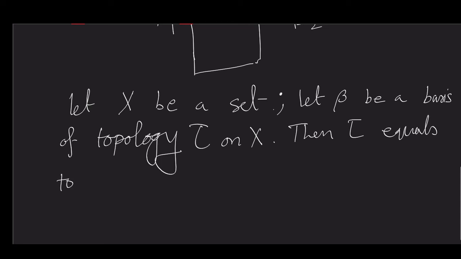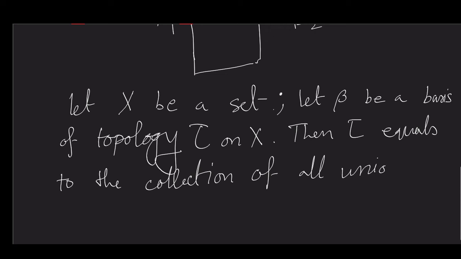Then tau equals the collection of all unions of elements of beta. This is a very easy thing to understand: if we have a set X and beta is a basis for a given topology tau on X, then tau equals the collection of all unions of elements of beta.